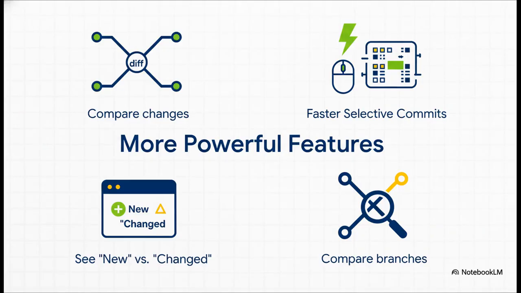You can now compare your changes against any environment in your pipeline, not just the next one down the line. Why is that cool? Well, it helps you catch potential conflicts with what other developers are doing way earlier. Plus, you get way faster selective commits and a super clear view of what's brand new versus what's just been tweaked.